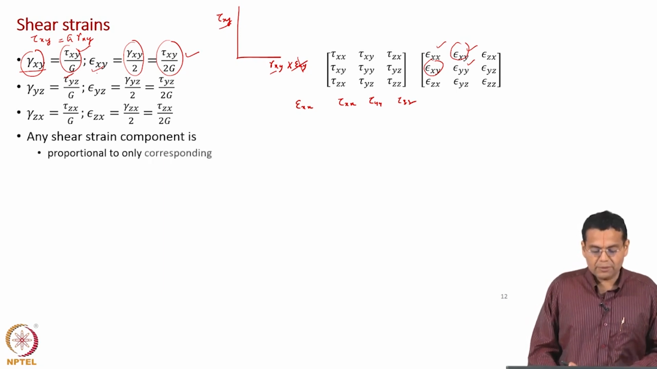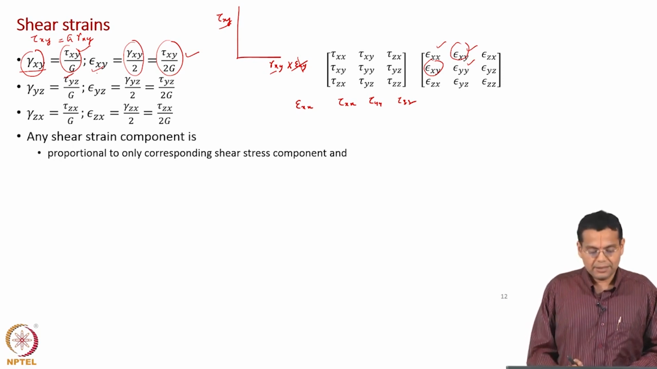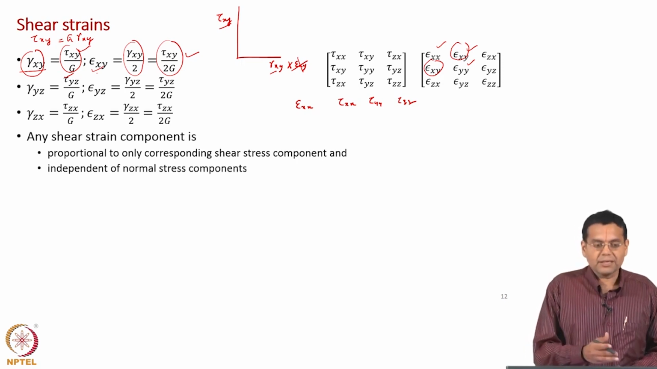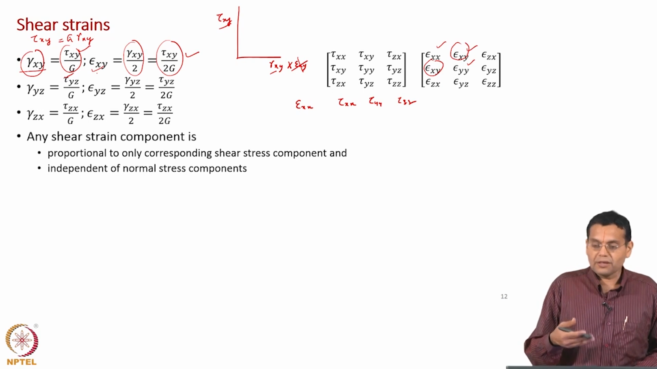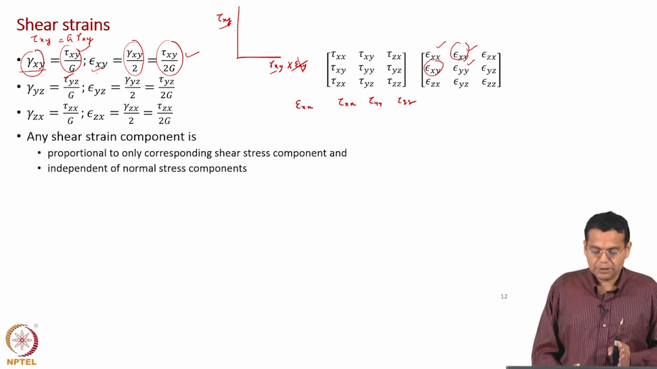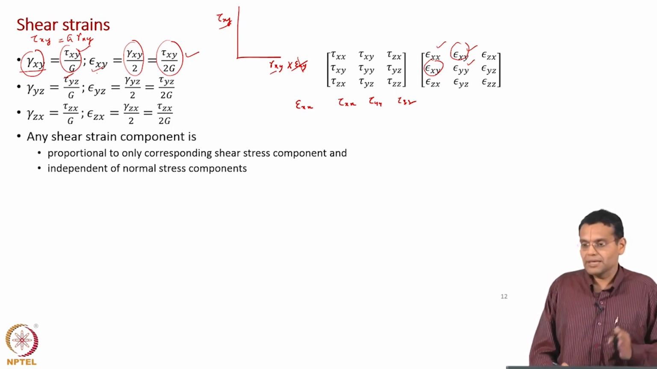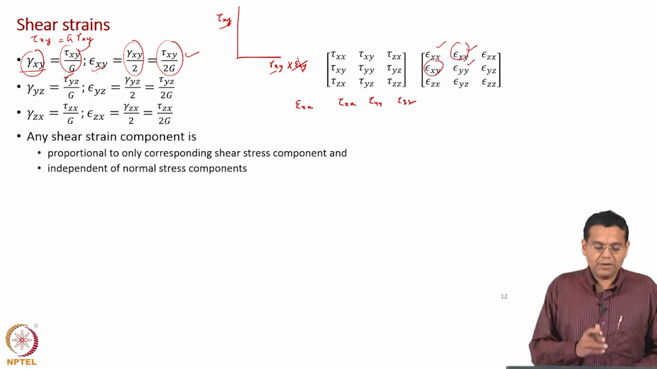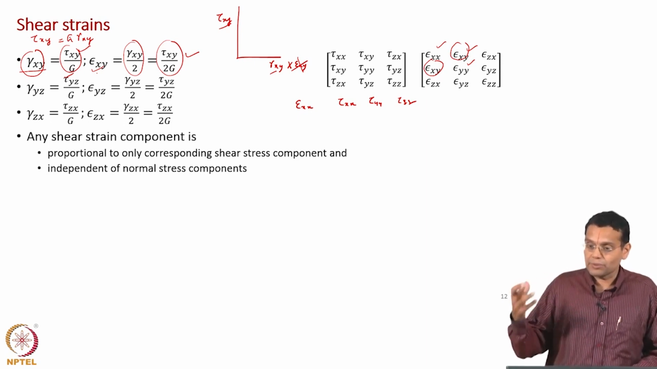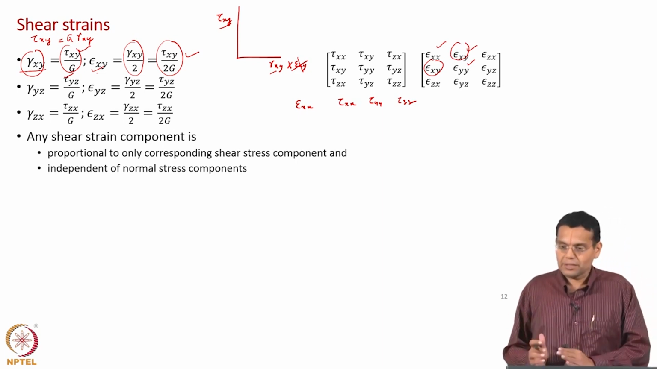So, any shear strain component is proportional to only the corresponding shear stress component, and independent of normal stress components also. We have not even considered the effect of normal stress. Any shear strain component, let us say gamma xy, is proportional to only the corresponding shear stress component, which is tau xy. We have not considered dependency of gamma xy on tau xx, tau yy, tau zz. We are taking gamma xy to depend only on tau xy.